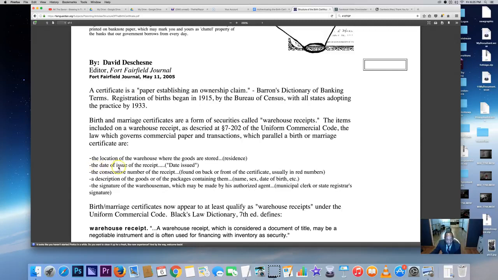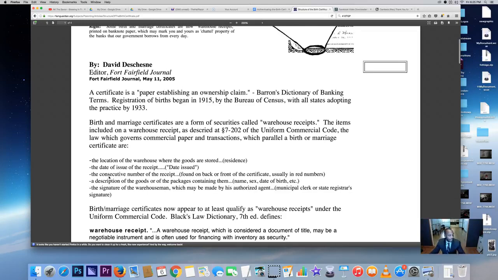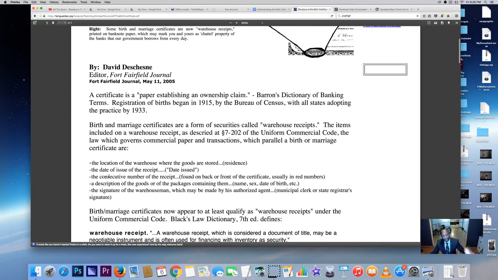The date of issue of the receipt is the date issued. The date issued is the date that's right around your birthday that's on the bottom of your birth certificate that I told you that you need. Also, I believe it's a 9-digit number. Yeah, the 9-digit number that's on the top of your authenticated certificate of live birth needs to be claimed in the collateral section of your UCC1 as well. We'll get into that number later.